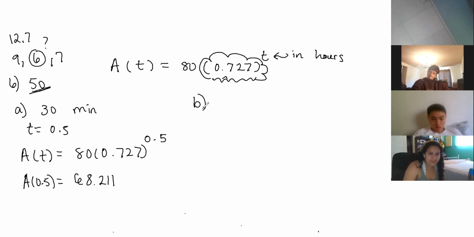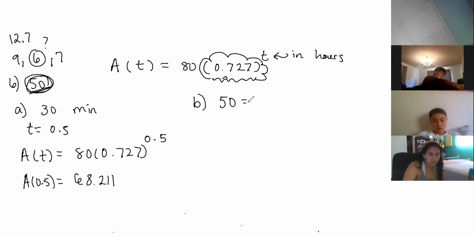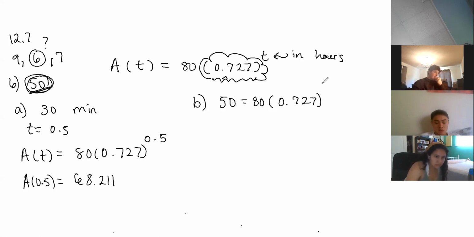How much does a person need in their system for the surgery to continue? 50. So I want to know, how long does it take for us to end up with 50? Where do I put the 50? In for time or in for the A of T? An A of T. Yeah. How long does it take for us to end up with 50 milligrams? If 80 milligrams was administered and the decay rate is 0.727, and we're looking for how long does it take?